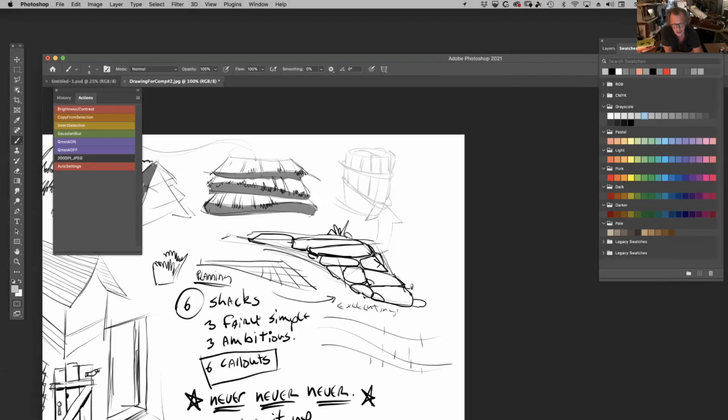So right in here, I'm basically doing a loose first sketch. Then I can come in here, put a barrel behind it, see?